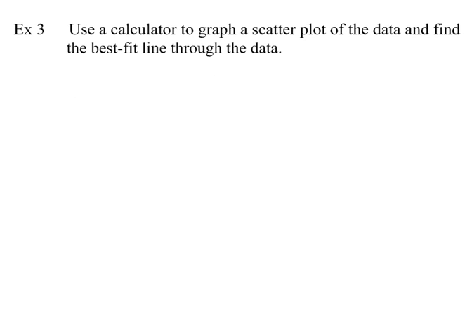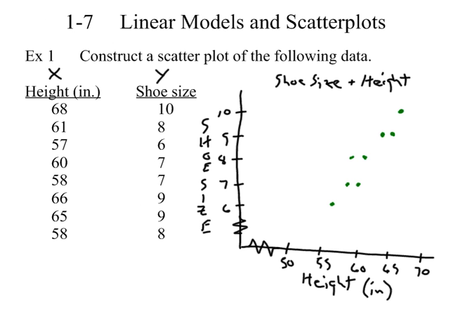Okay. Third example, though, it says use a calculator to graph a scatter plot of the data and find the best fit line through the data. So remember that data we had in example 1? This is saying use a calculator to graph that scatter plot and then find the equation of the line that fits the best through that data. So I'm going to go back to that first example. We want the equation of a line that comes closest to going right through these points. Now, you'll never find a line that perfectly fits these points, but you want to find one that goes through as best as we can.